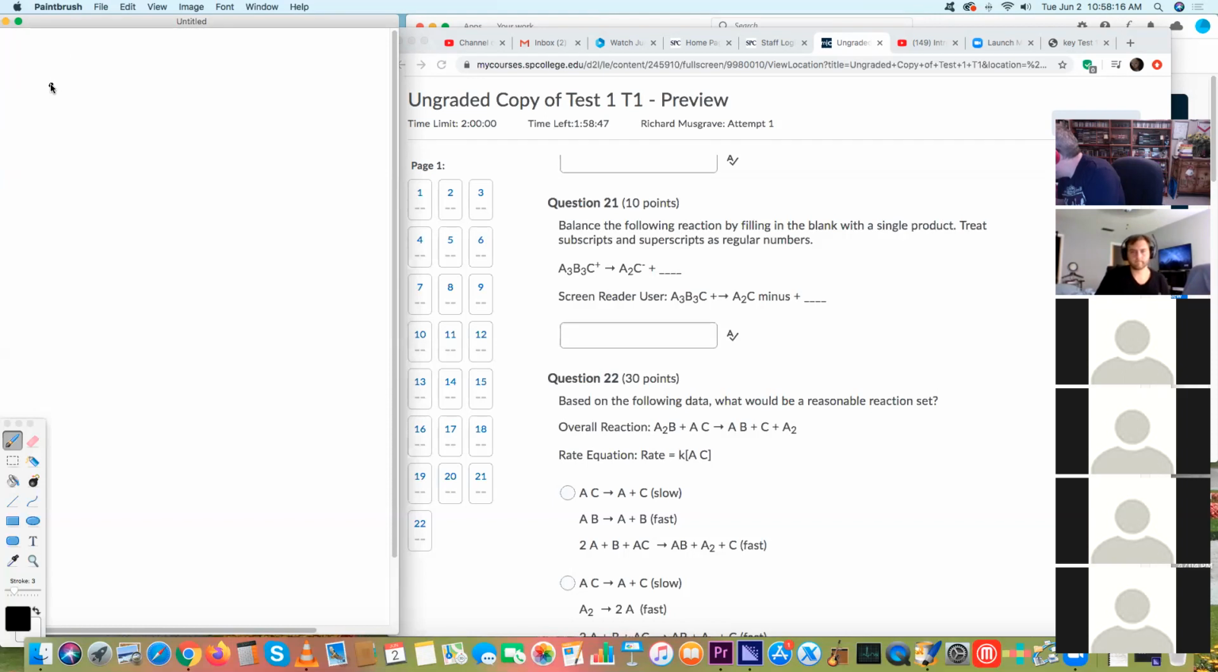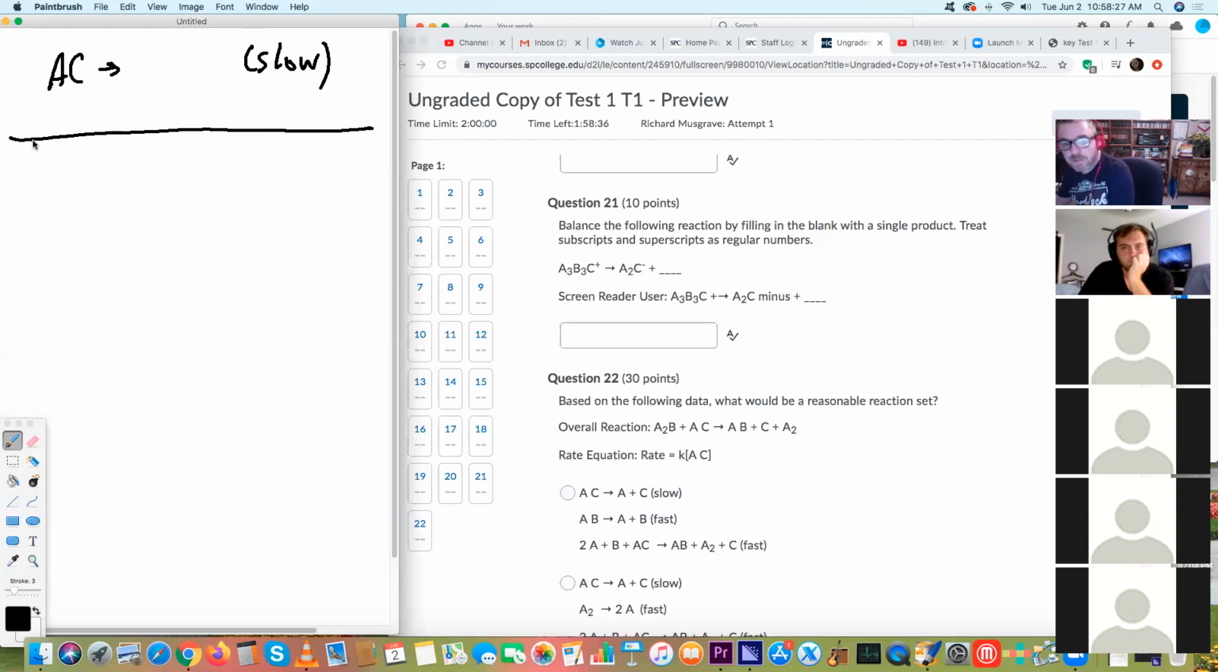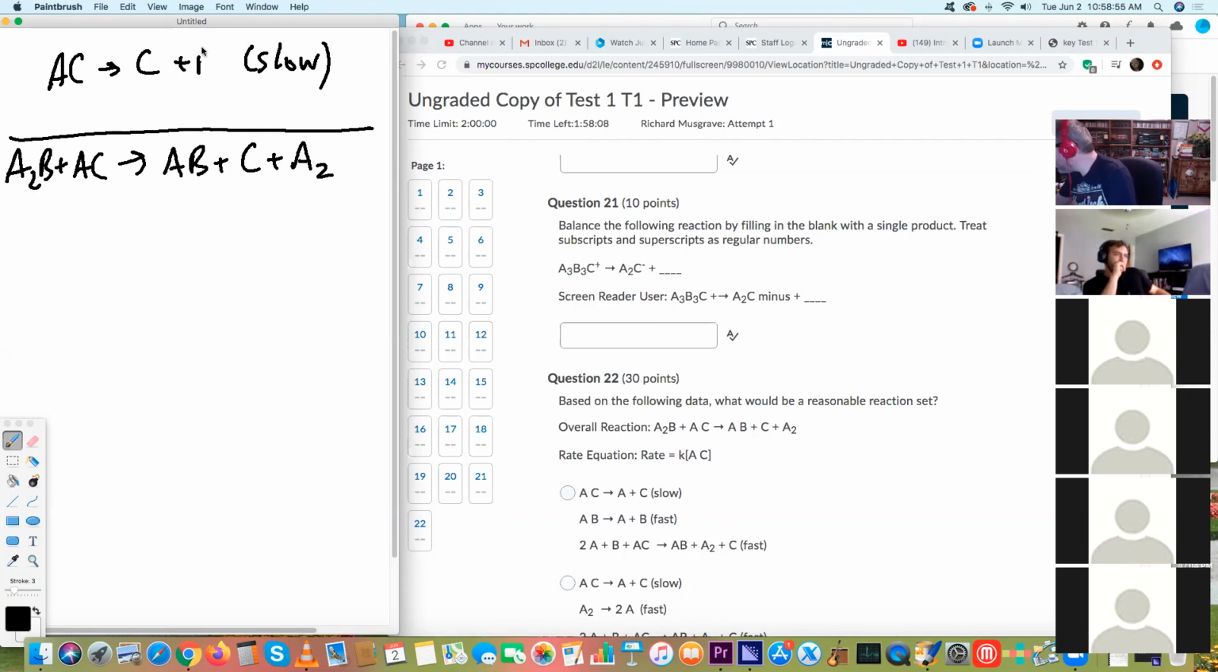So we know that the first step here is going to be AC gives something, and that's going to be slow. We also know that everything is going to have to add up to what we're given here: A2 plus AC gives AB plus C plus A2. So we'll try and make one of these. Now, the only thing I can make out of AC is just going to be C. But if I balance it, then it's going to be C plus A.